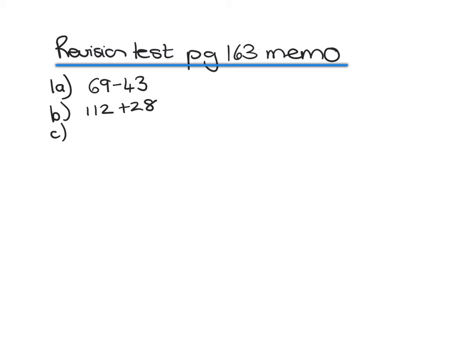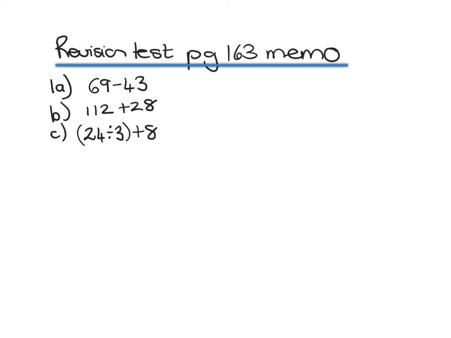1/3 of 24 is increased by 8. How do I work out 1/3 of something? I divide it by 3. 1/3 of 24 would be 24 divided by 3. And that is increased by 8. You don't have to have the brackets because BODMAS anyway tells me to do division first.